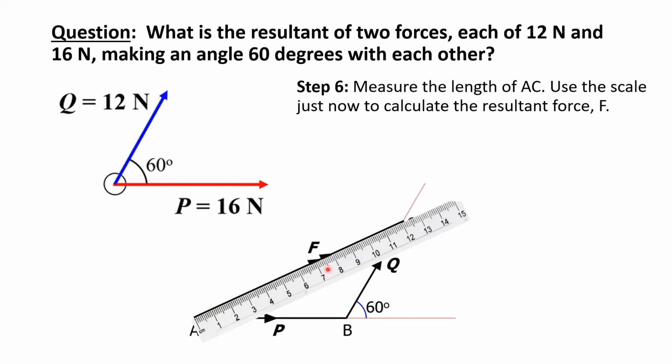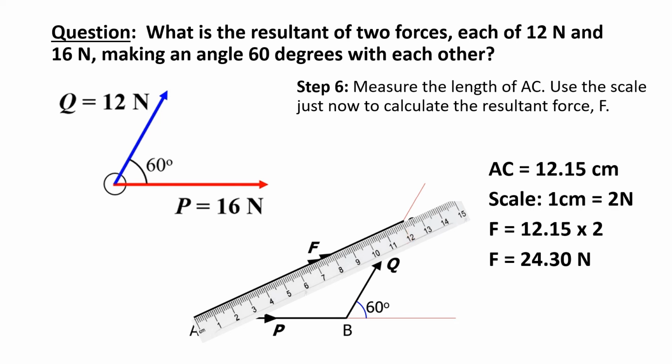So you need to measure the length of AC. You need to measure the length of the resultant force so that you can calculate its magnitude. From this ruler, we know that the length of the resultant force is 12.15 centimeter. And you know that the scale is 1 centimeter equivalent to 2 Newton. So you know that the magnitude of the resultant force is 24.30 Newton.